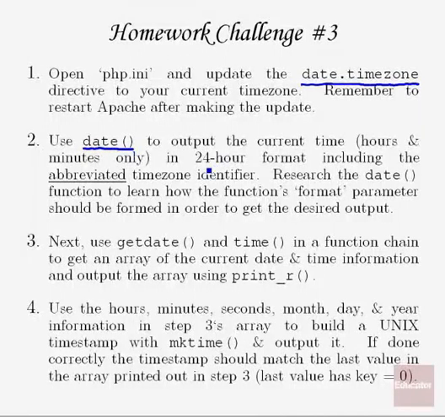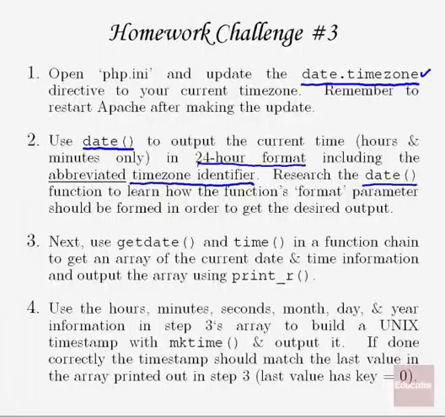And basically what I'd like you to do is use the date function to output the current time in 24-hour format, which would just be the hour and the minutes, and include an abbreviated time zone identifier so that you can know that the change you made to the time zone in the PHP INI file works. And you'll need to research the date function in the function reference to learn how to set that first format parameter you pass to date to get it to output the things you want.